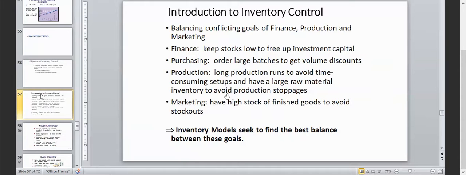So finance: keep stock low to free up investment capital. So during my experience working as a material planner, every quarter we have a schedule for buying inventory. We call it a prime buy.